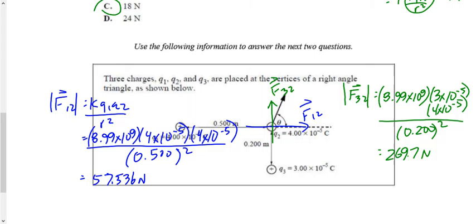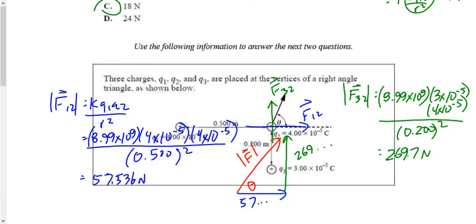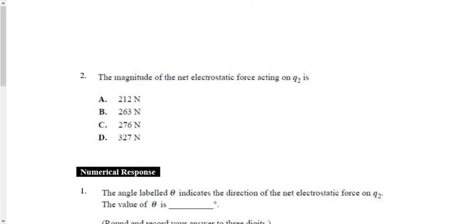All right, so now we got to combine these here to find the resultant vector, magnitude, and direction. We've got 57 and we've got 269. And our resultant vector goes right here. What do we get for the value of the force there? 276 newtons is the hypotenuse. A squared plus B squared equals C squared. And then the angle is going to work out to be 78 degrees, 78.0.